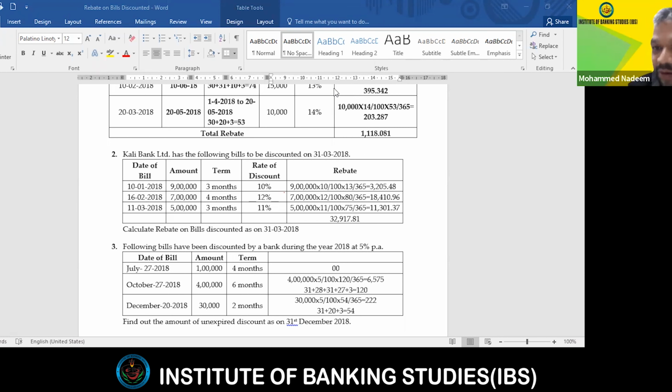Rebate is calculated only for the period for which the bill is crossing the date of financial year. And here in this question, the financial year end is 31st December. Sir, October 2018 is 6 months, no, sir? Here you have taken only 5 months, sir? After December, you calculate, ma'am, for that.